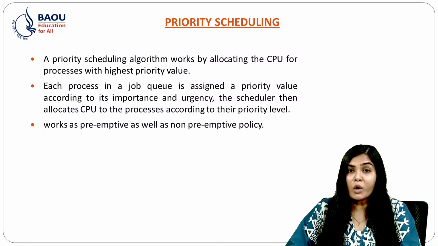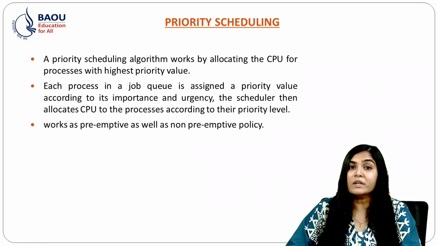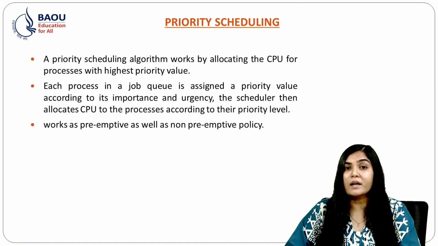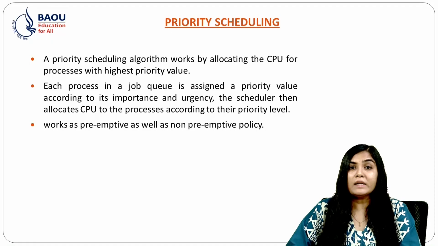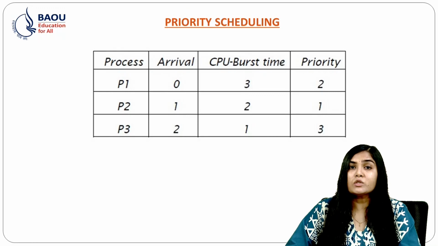A non-preemptive priority scheduling algorithm, on the other hand, will simply put the new process at the head of the ready queue and wait for the running process to give up the CPU voluntarily, then run the arrived process, and then continue so on. So we will see an example of this now. Let's consider a list of processes with arrival time, burst time and priority level, as mentioned in the diagram.